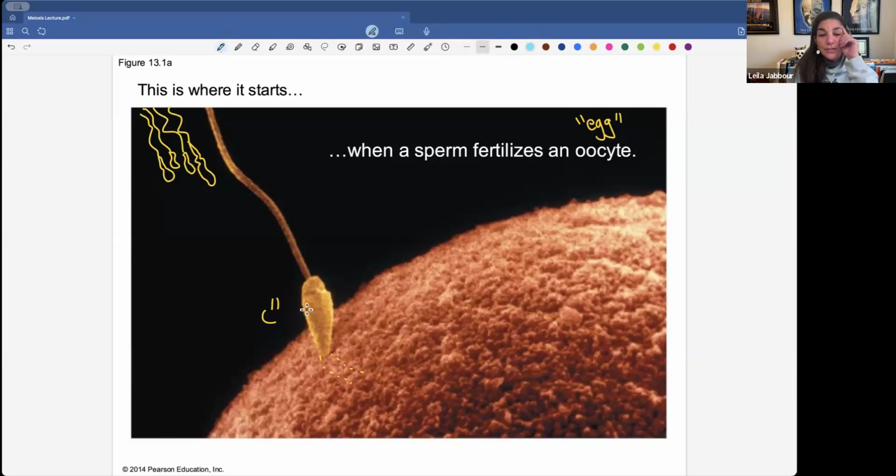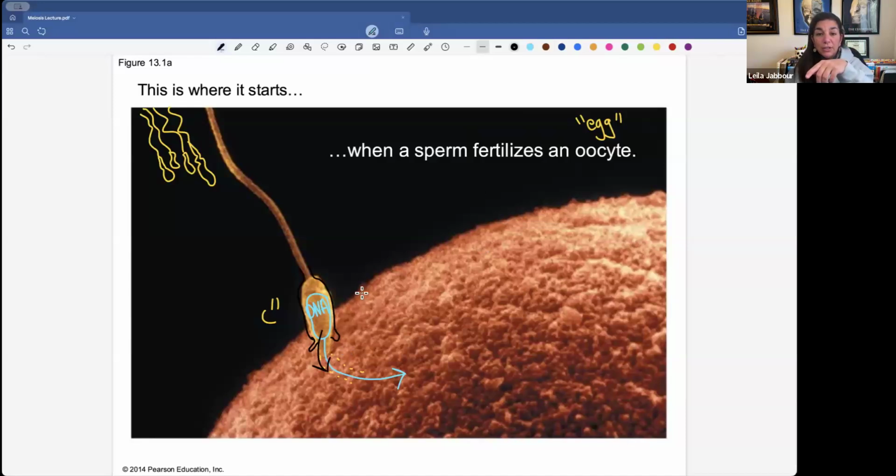Let's do it in blue so it stands out. The DNA, which was packaged in the nucleus over here, the DNA is going to get injected in the oocyte. The entire sperm cell actually stays on the surface of the cell membrane, and really the only thing that comes out is the genetic material. So it's literally an injection of just the DNA.